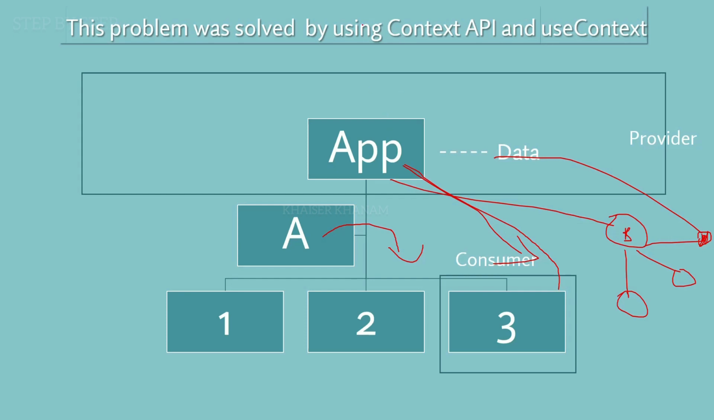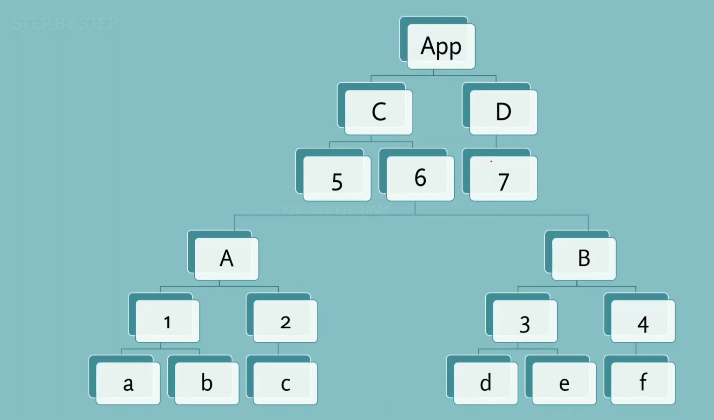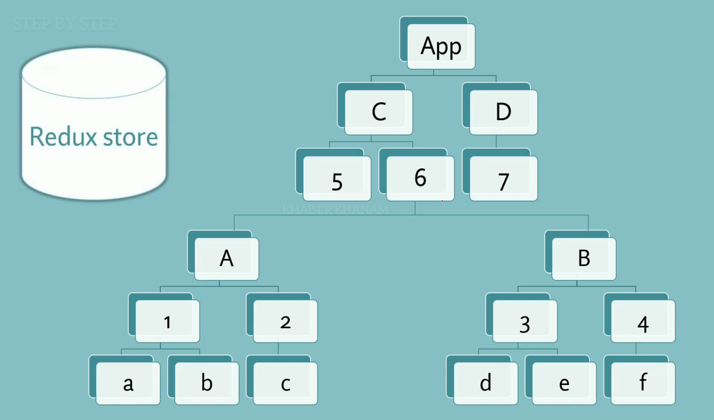Okay, prop drilling was solved by Context API and useContext. Now this is our previous example only. We are having all these components, but in Redux, what we will be doing is creating a separate store. Okay, this is a separate store. And inside this all the data will be stored. Now whichever component wants the data, they can directly communicate with this store. You can see they are directly communicating with this store. They are directly calling this store and they are getting the data.